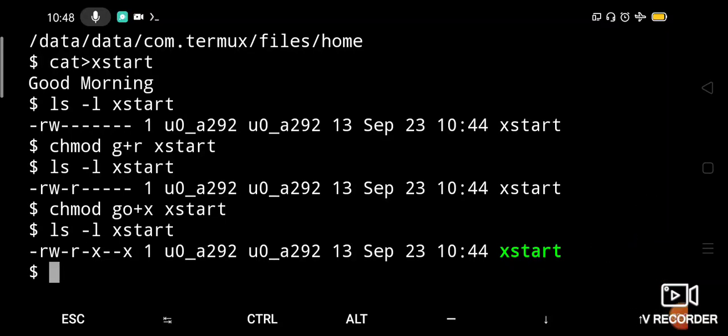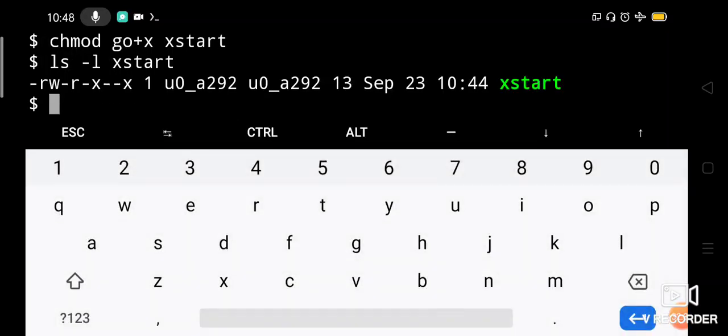Now let us remove some permission. Let us say the execution permission we just added. Now let us remove them. Let us say chmod for group and others.